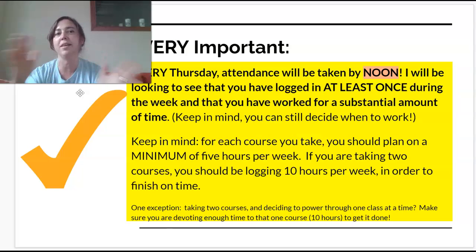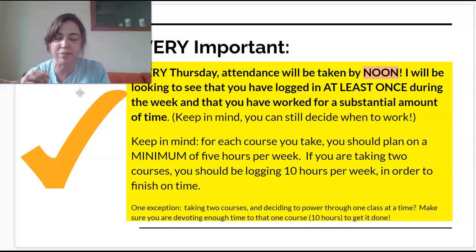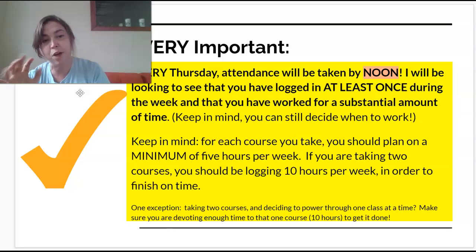So in the course of the past 7 days, have you logged in at least once and put in a substantial amount of time? Okay, so if you've logged in, but you only logged in for like 50 seconds and then you were gone, or if all of that time was inactive, that's going to be a problem for attendance. What I'm looking for is active time where you've logged significant amounts of time. Now you might be wondering, well, what exactly does that mean? Well, I am hoping that you're doing at least 5 hours of work in your course per week.